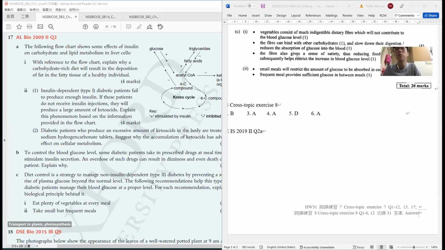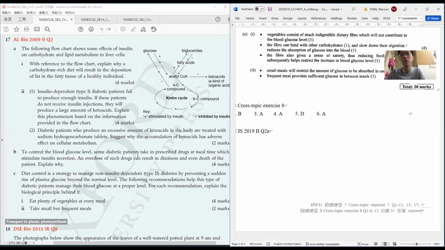Part C. I want to show you some answers to make the whole thing go more quickly. So for diet control, how you control the diet to manage blood glucose level more properly. For example, some people may have type 2 diabetes. The doctor will recommend some advice on your diet. For example, you eat more vegetables at every meal.